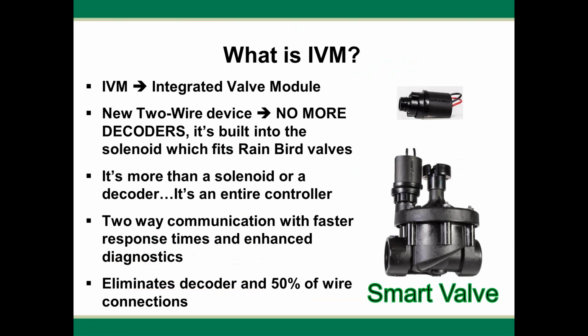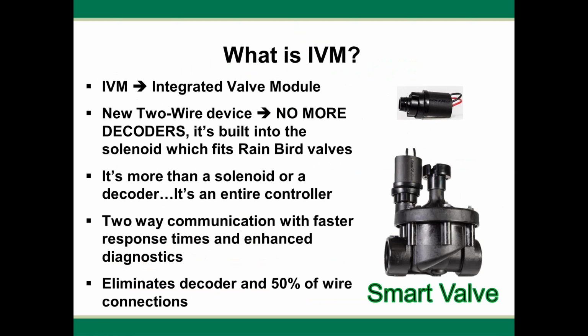It is true two-way communication. By combining the decoder and the solenoid into one, we're able to eliminate 50% of our wire connections. As you guys know, with two-wire systems, some of the biggest problems out there are wire connections. If we can eliminate 50% of wire connections, we have eliminated the opportunity for defect in that system.